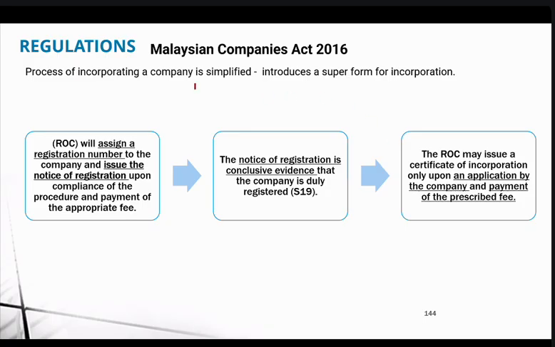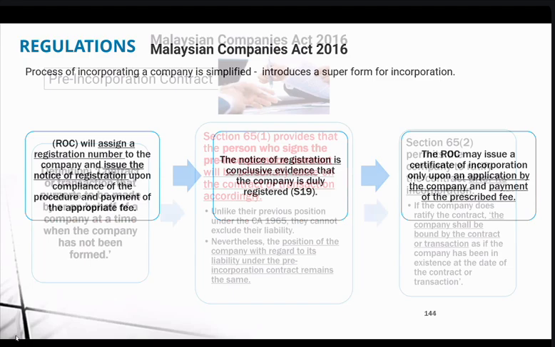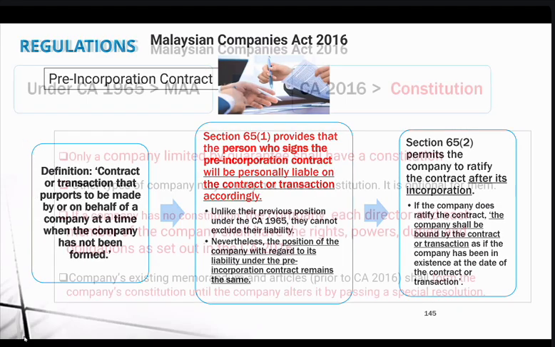So in terms of the Companies Act, they have what they call a super form of incorporation. Obviously you will assign a registration number to the company and issue a notice of registration, and that notice of registration is conclusive evidence the company is duly registered. That's all I need to mention. This one we can skip, it won't come up in the exam.